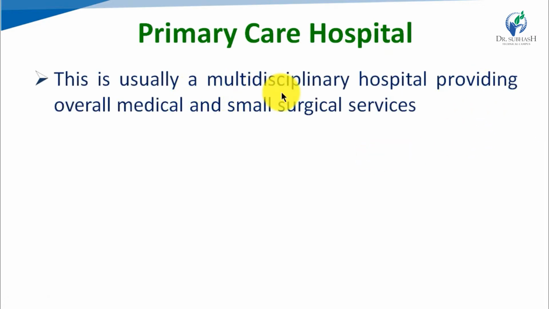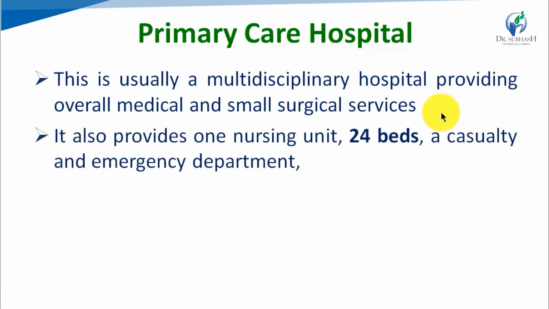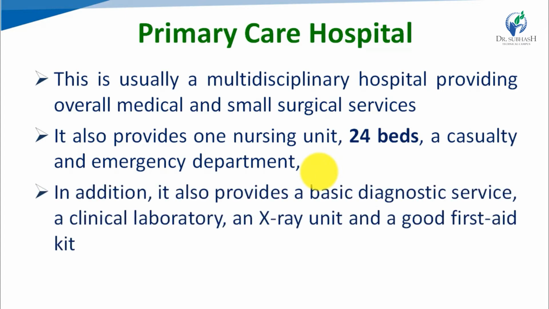This is usually a multidisciplinary hospital providing overall medical and also small surgical services. It also provides one nursing unit, 24 बेड्स होने चाहिए प्राइमरी केयर सेंटर में, एक कैजुअलिटी एंड इमरजेंसी डिपार्टमेंट. Then in addition it also provides basic diagnostic services, a clinical laboratory and X-ray unit, and a good first aid kit. So all these things should be present in a primary care hospital.